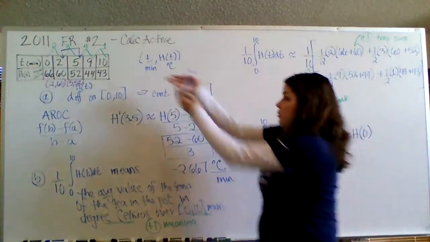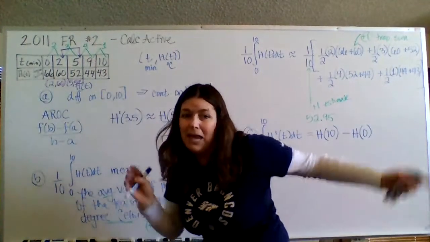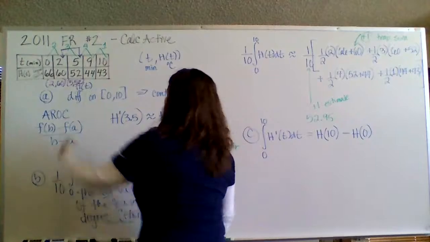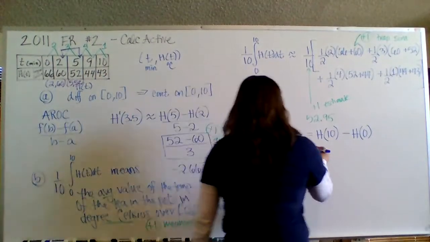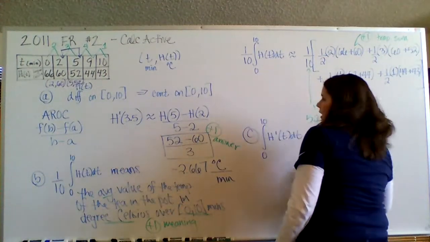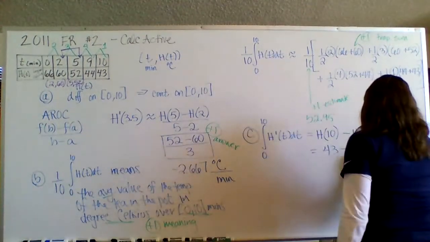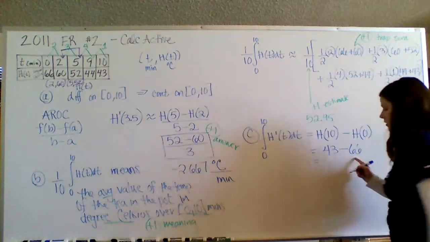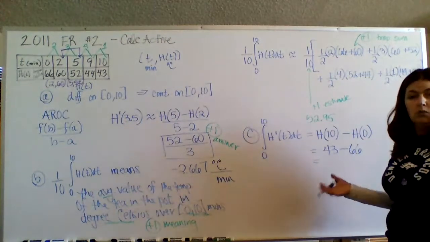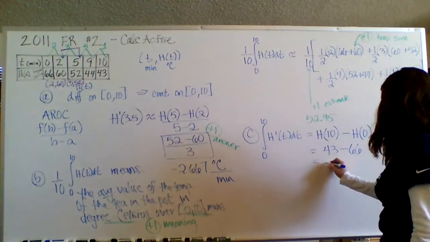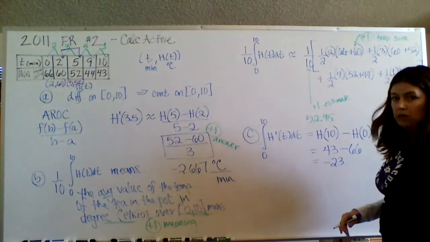Oh my gosh, I have stuff about h. This is the table about h. So h of 10 is equal to 43. That's why we can evaluate this. Minus h of 0 is equal to 66. Maybe this is a part where it's nice to have the calculator because we're going to have to explain what this means, so we actually want to know what the final answer is. So I think this ends up being negative 23.